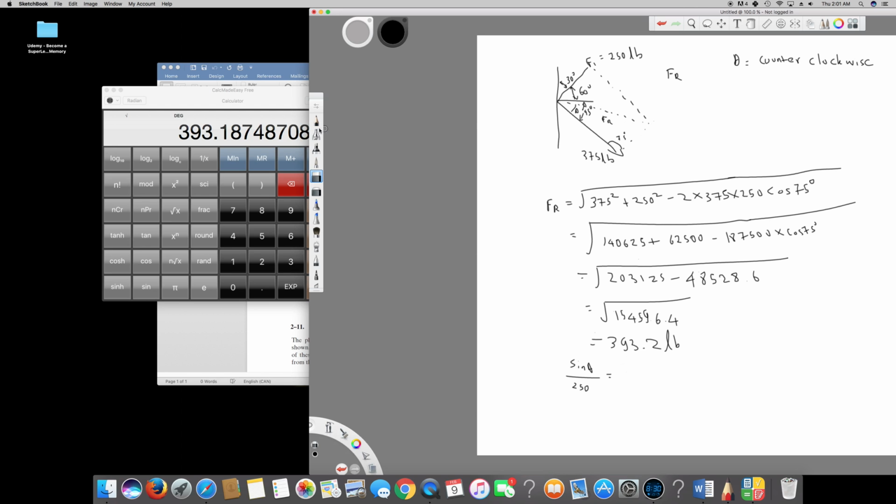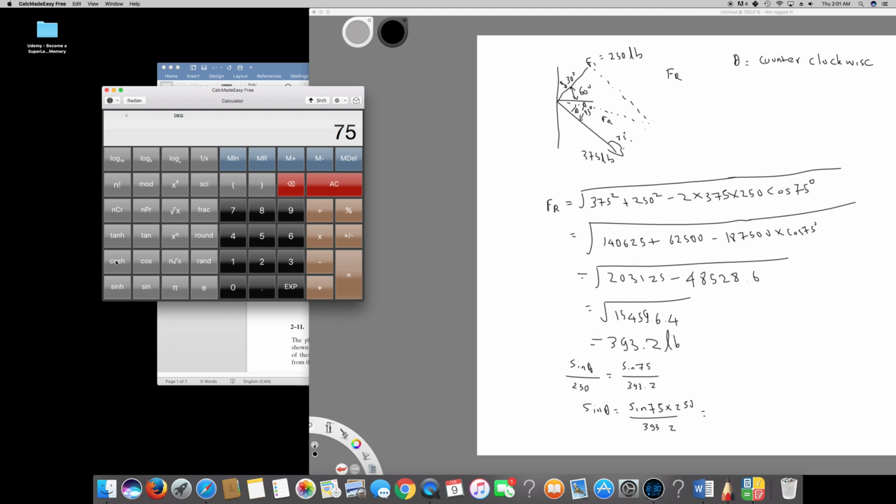So this one is going to be sine 75 over this force, 393.2. So in this case, sine theta is going to be equal to sine 75 times 250 over 393.2. So which is going to equal to what? So let's say sine 75 times 250, equal to this one divided by 393.2, which is equal to 0.6141.